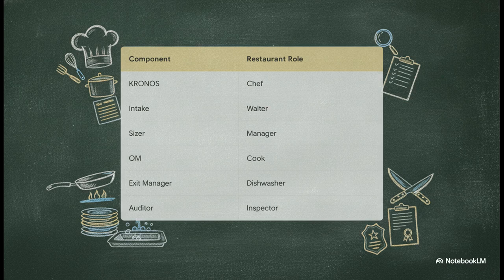Then the order manager, or OM, is the cook. They don't design the menu, they just physically make the dish. The exit manager acts as the dishwasher, cleaning up the position when it's all done. And finally, the auditor is our health inspector, constantly checking to make sure the internal books actually match the reality of the exchange. It's a perfect separation of duties. The order manager never, ever decides what to trade. That is strictly the job of Cronos and the exit manager.